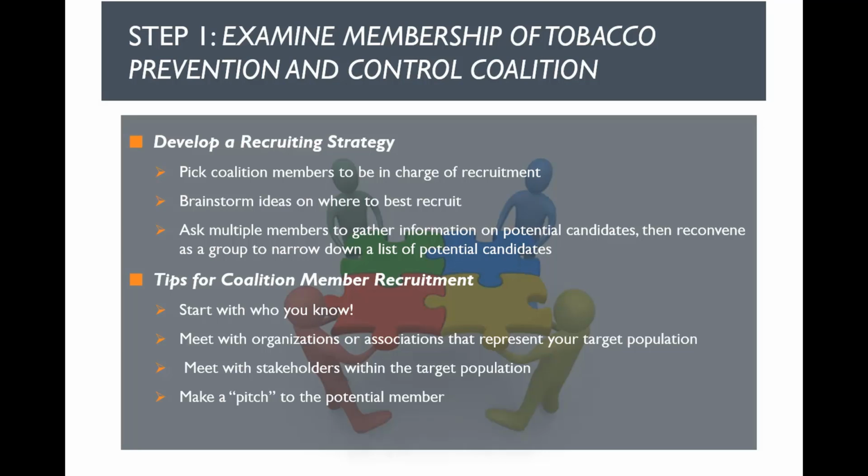You could hold a come and go reception before or after your next coalition meeting. You might send out a press release to local newspapers, radio stations, or television stations. You could post the announcement on your coalition's website. You might also use your coalition's social media accounts to make the announcement, or you may include a brief article in your coalition's regular newsletter.